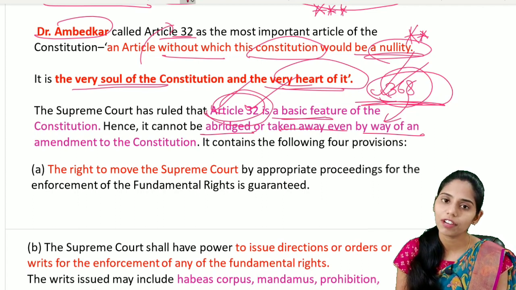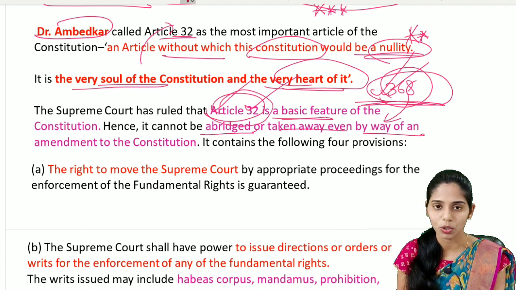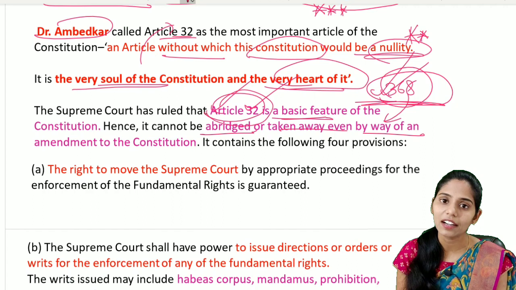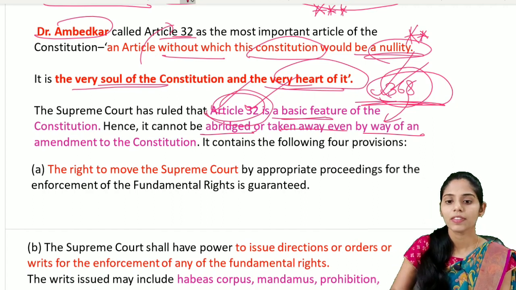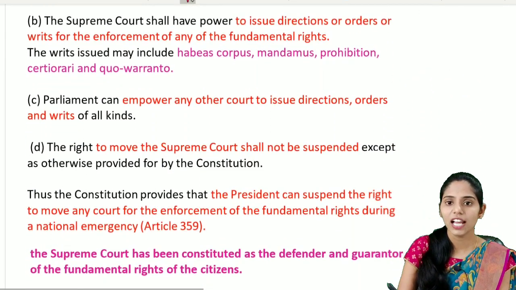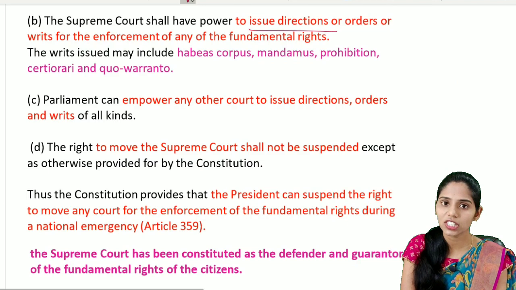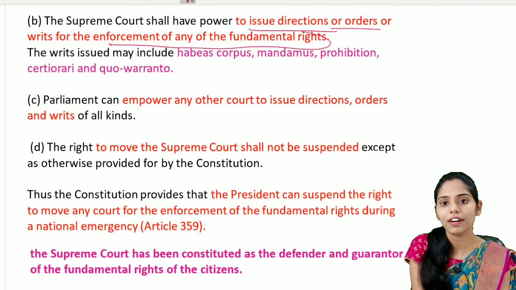So whenever your fundamental rights are violated, then you can directly go to the Supreme Court, because the Supreme Court is a guarantor and also the protector of the fundamental rights of individuals. And the next important provision is that the Supreme Court shall have the power to issue directions or orders or writs for the enforcement of any fundamental rights.